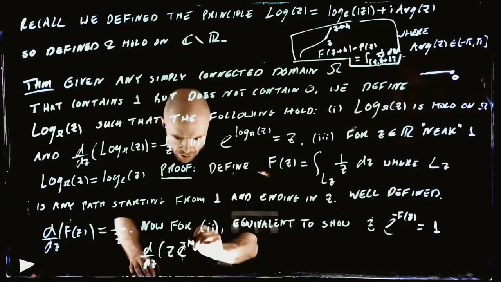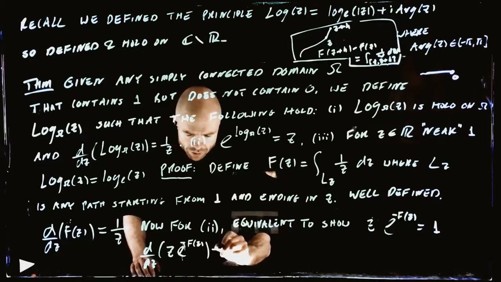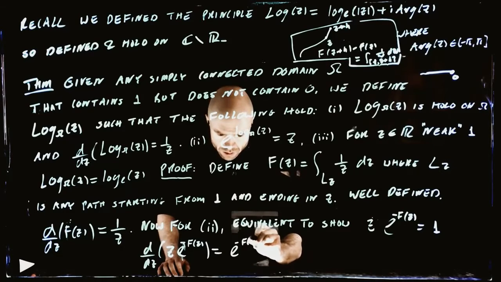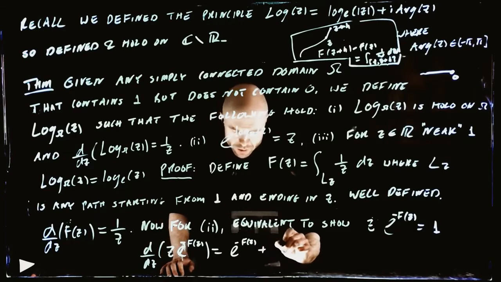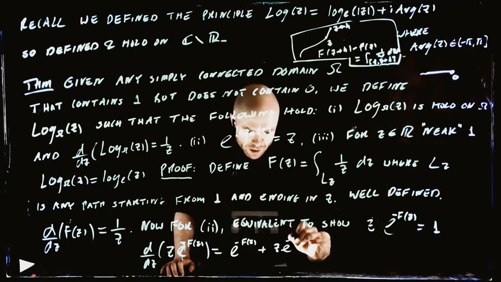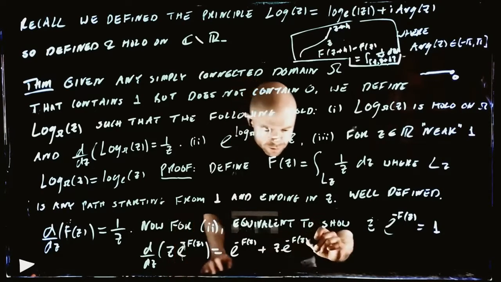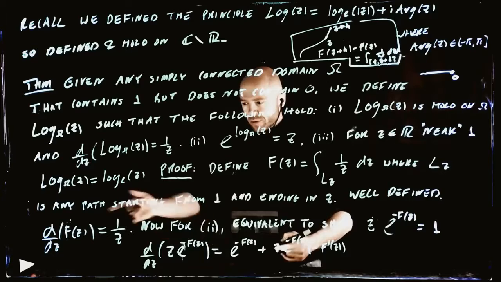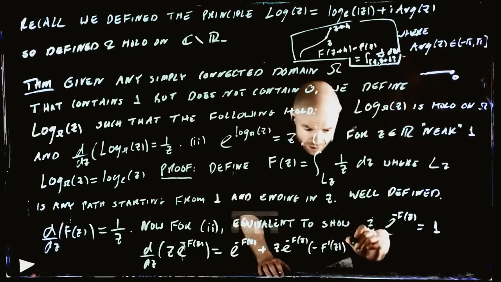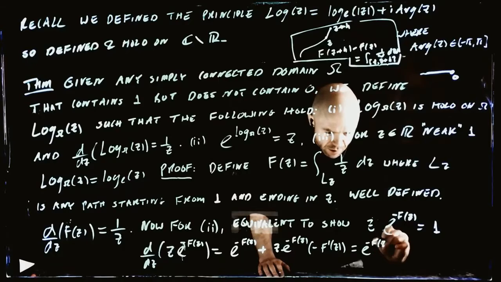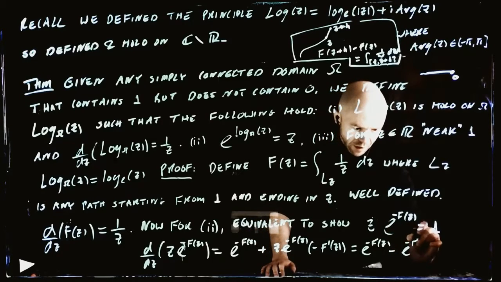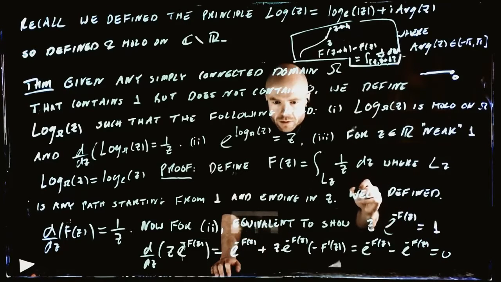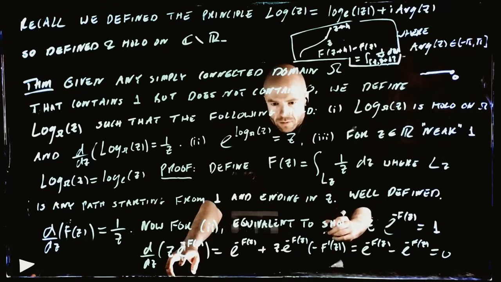If we differentiate this thing, what happens? Then by the product rule, we just have e to the minus f of z plus z e to the minus f of z, and then minus f prime of z. Right? And f prime of z we've seen is 1 over z, so then that thing just becomes e to the minus f of z minus e to the minus f of z, which is 0.